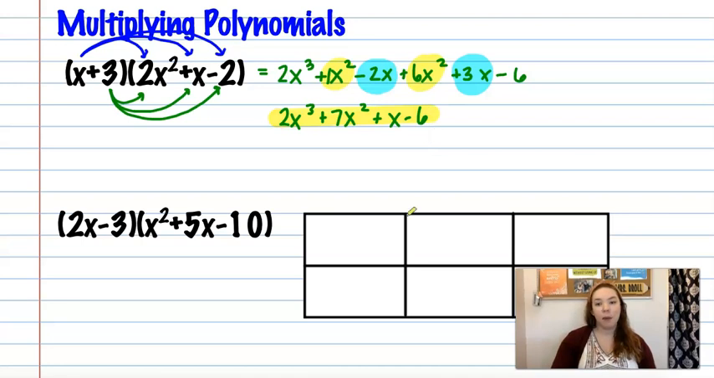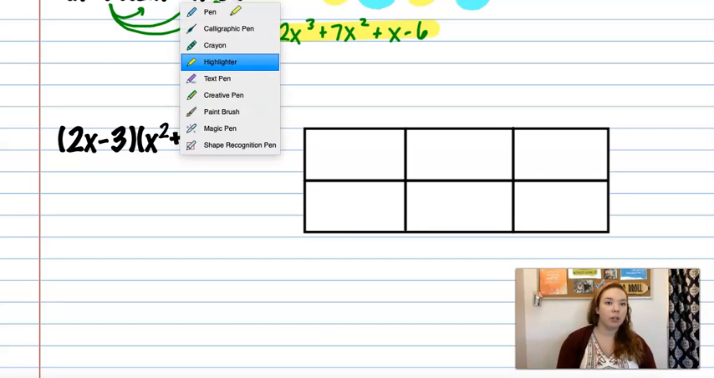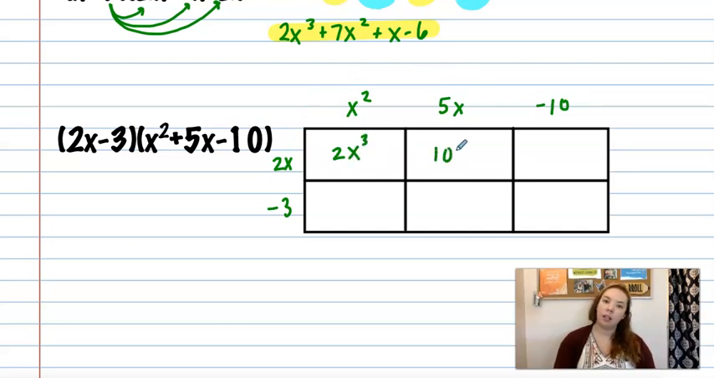What is nice about the box method is when we have like terms to combine, they often are arranged where they're in the diagonal. So let's go ahead and do the box method on this one so I can show you that. So I'm going to put my 2x and my negative 3 on the left since that's my 2 term spot. And then I'll put my other 3 on the top. So here, 2x times x squared is 2x cubed. 2x times 5x is 10x squared. 2x times negative 10 is negative 20x.